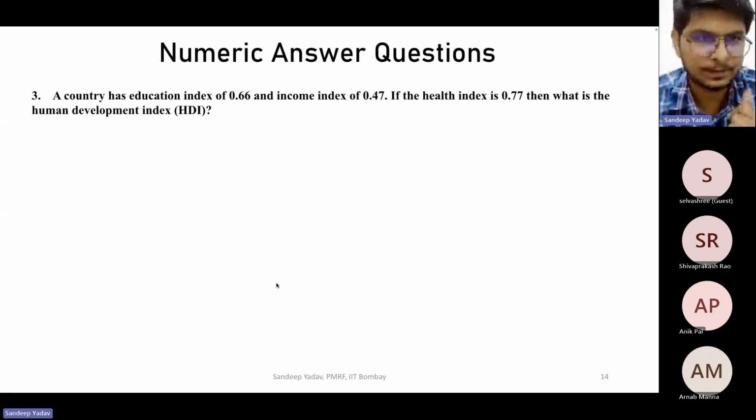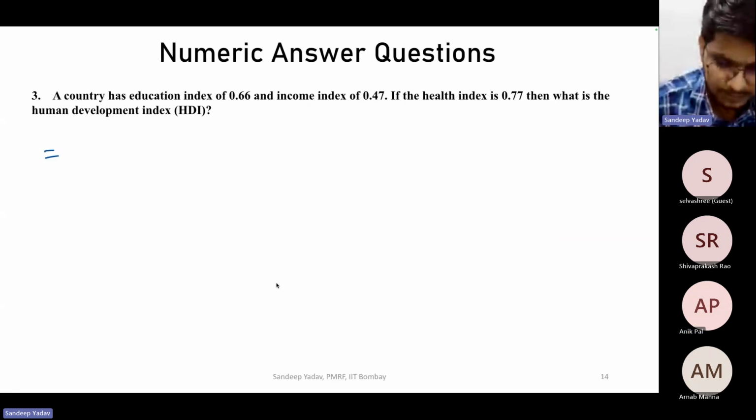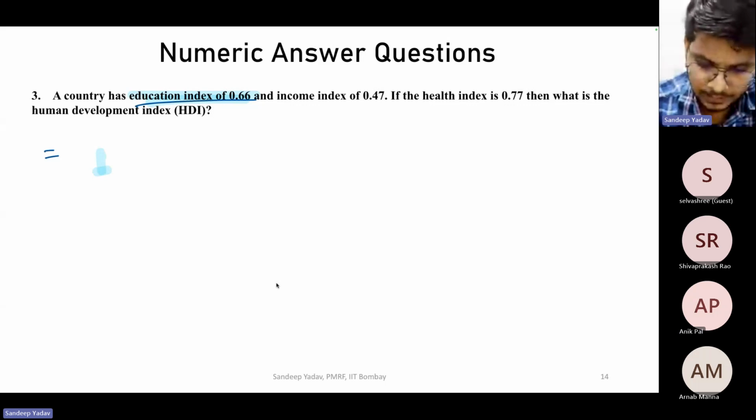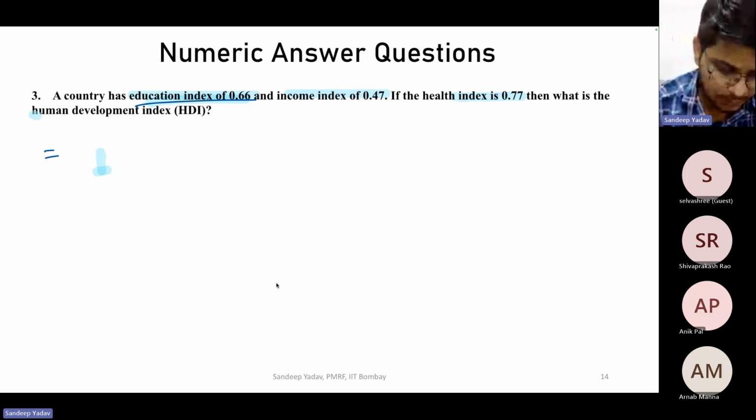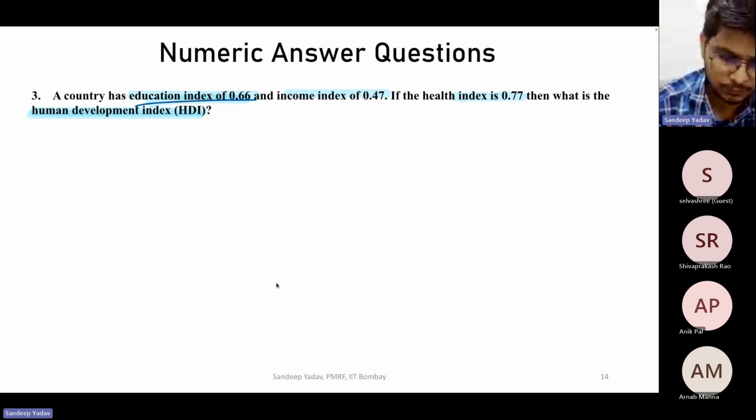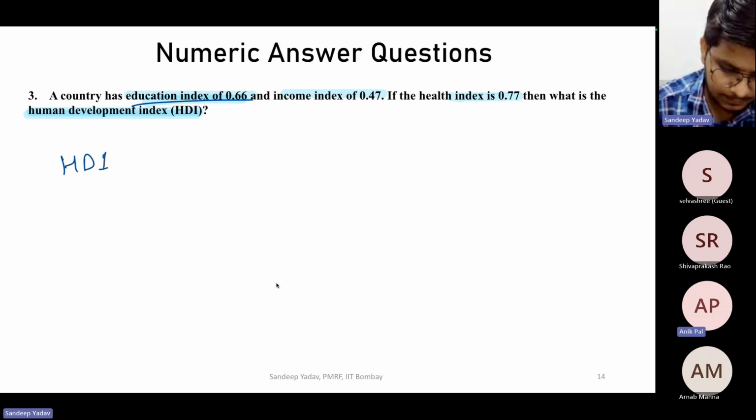Let's move one step ahead. Now a country has an education index of 0.66. I'm just writing. Income index is 0.47, health index is 0.77. Now you have to calculate the HDI, the human development index. What was the formula for the human development index? 0.66, 0.47 into whole to the power 1 by 3. So let's calculate it quickly. I will write the formula for all of you.